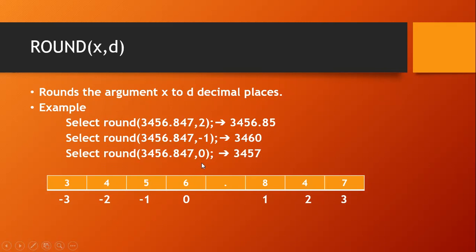And since from 0 onwards there are no decimal places, you can see 0 is starting from here. So this part is fully skipped out. So there is no decimal point, and hence your output is 3457.